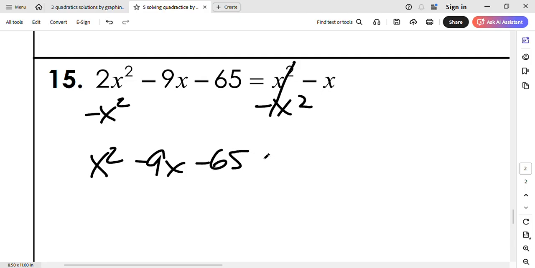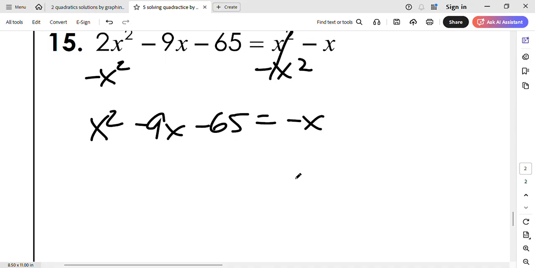I'm going to rewrite everything else. Why would I take a chance on making a silly mistake? Rewrite everything else. Okay. What do I do next? Not subtract x. Add x to both sides.